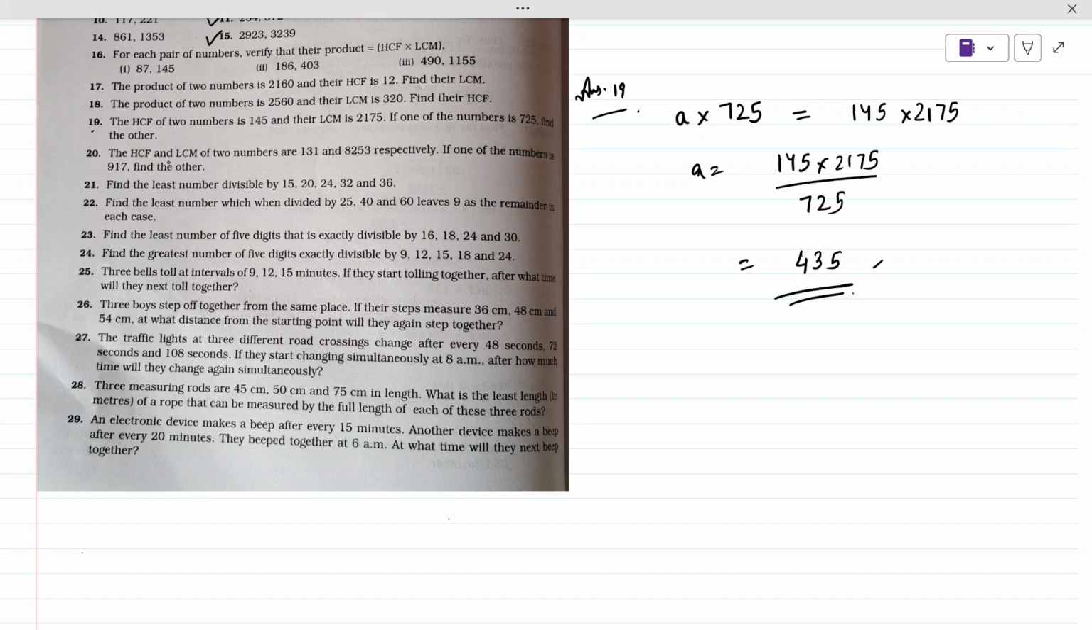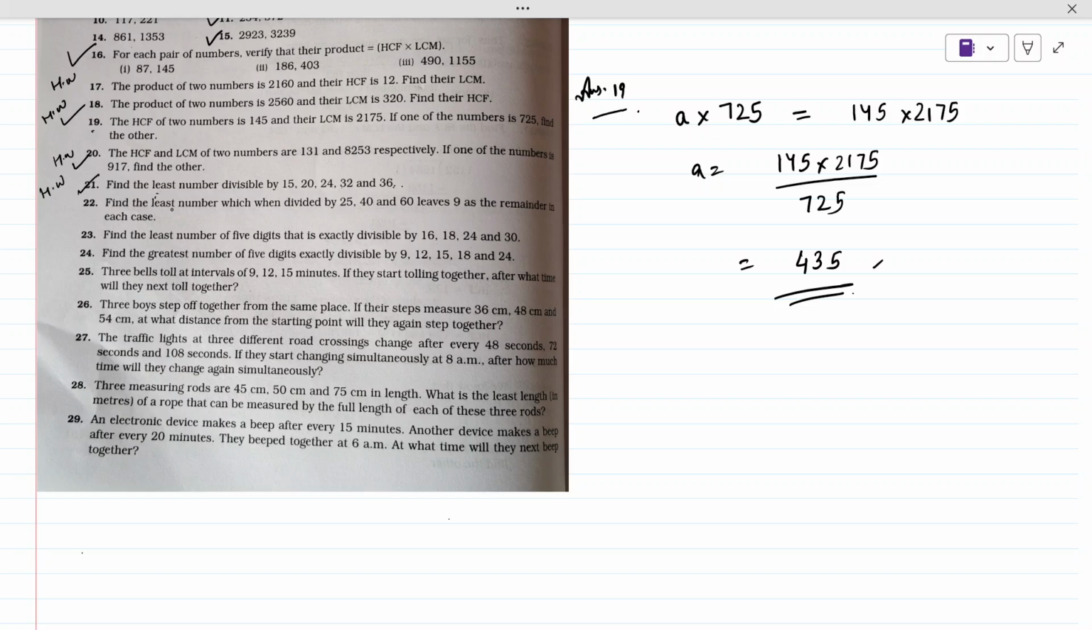Next, the HCF and LCM of two numbers are given. If one number is this, find the other. This is again homework, kids. Easy, I've given the hint. Now, find the least number which is divisible by these. So what do we have to do? We have to find the least number, which is the LCM.